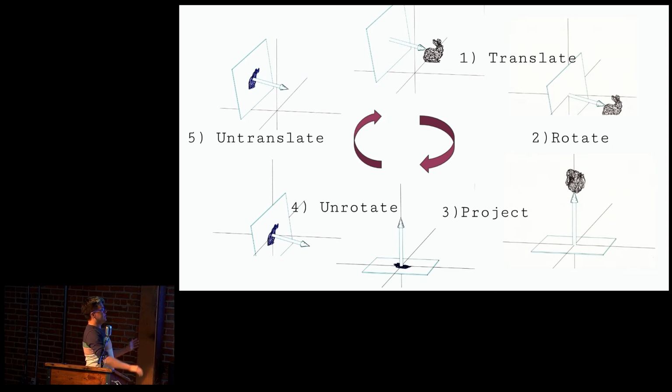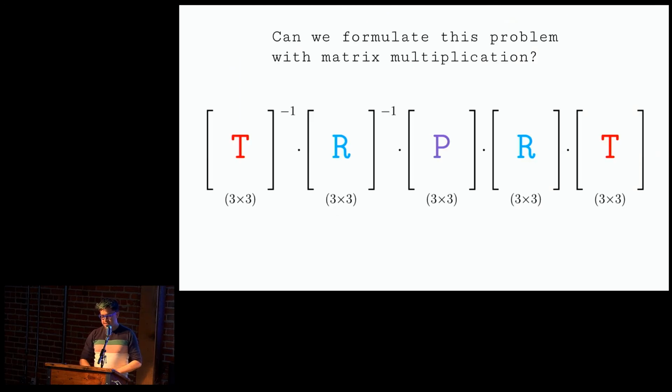So yeah, here it was again. You translate it, you rotate it, flatten the bunny down, you unrotate it, you untranslate it. You know, it's like 5 steps here. It's a little bit cumbersome. If we could make it all one matrix, that would be pretty sweet. This is kind of like maybe what we want.